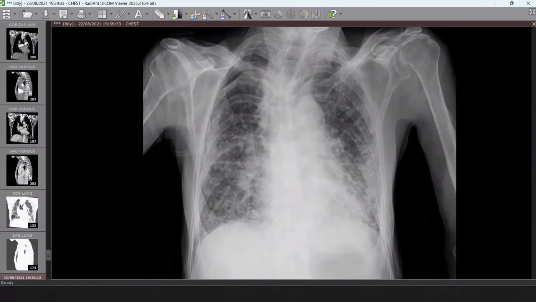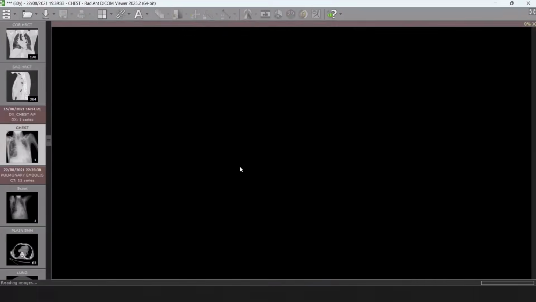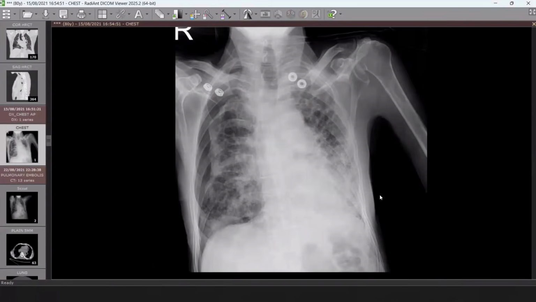Is it tension pneumothorax or not tension pneumothorax? What do you think? It's not tension. How can we identify tension pneumothorax? Severe. Yeah, you mean the mediastinal shift?